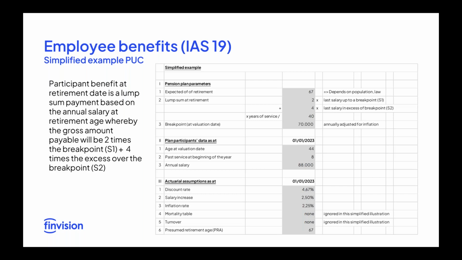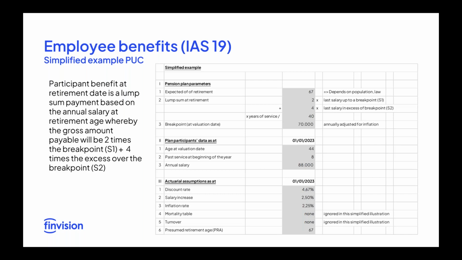So with the Belgian plan, I mean with the minimum guarantee, a group insurance plan, TAC 21, TAC 23. But this is really defined benefits, and that's what the benefit is here at the retirement age. The person will receive a lump sum payment, which is calculated based on the last salary at retirement age, as 2 times a breakpoint, which is, for example, in this example, 70,000.